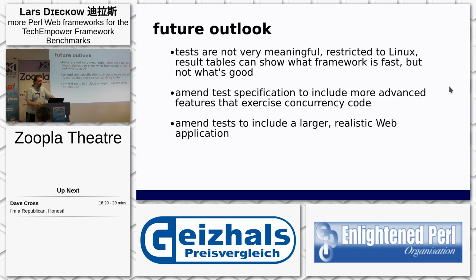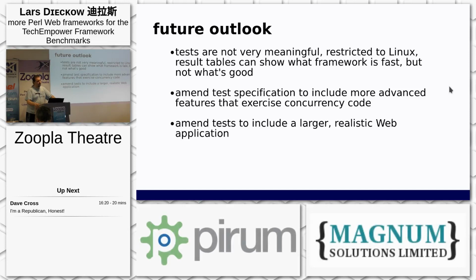So this test specification should be amended to include more advanced features. For example, ones which exercise concurrency code, because a number of the web servers are based on an event loop and are a target for code that has that kind of concurrency inside it. But the micro benchmarks so far do not do this. And the tests should also be amended to include a larger realistic web application. Mostly micro frameworks are not very meaningful.